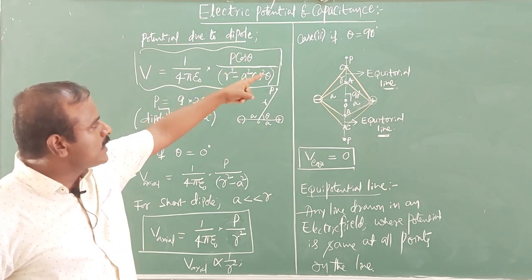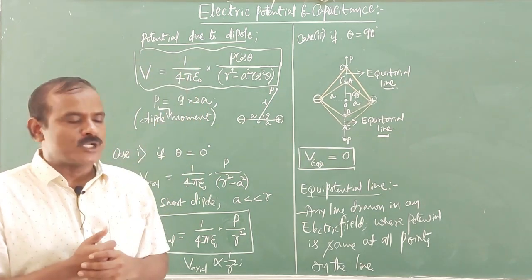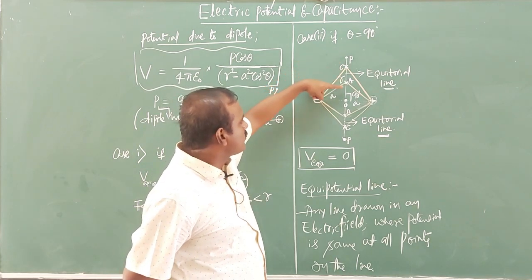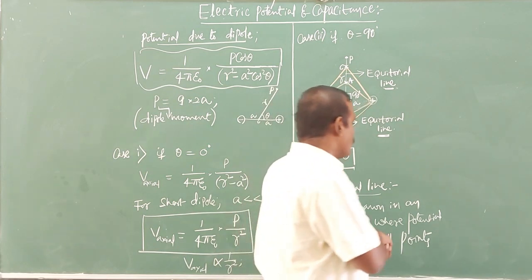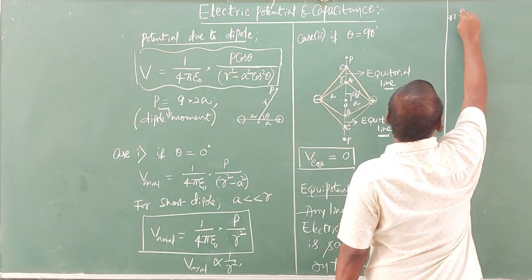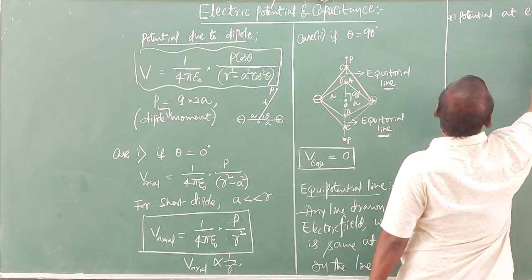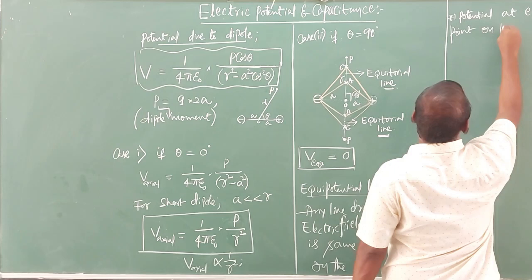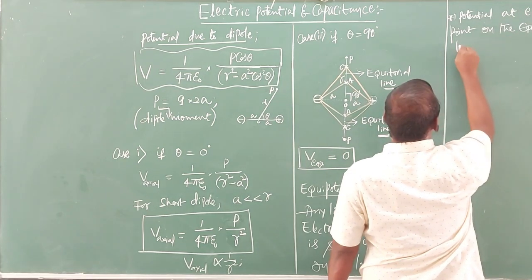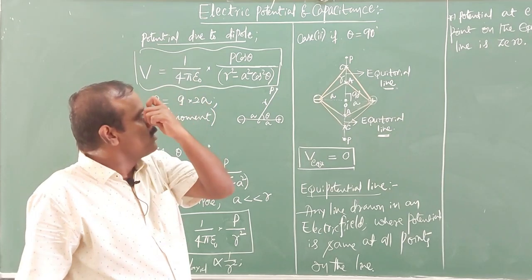An example is the equatorial line of an electric dipole. The equatorial line of an electric dipole is an equipotential line. And remember, in this case, in fact, potential at every point on the equatorial line is zero. So in this case, potential at every point on the equatorial line is zero.